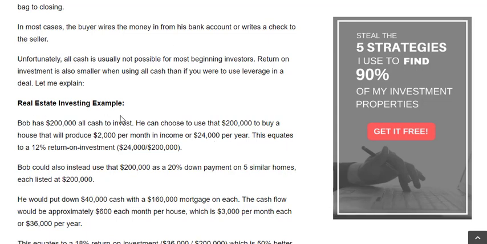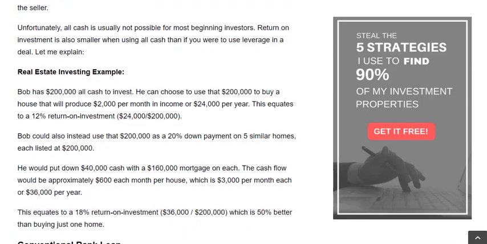All right, so we've given a little example. If you had $200,000 all cash to invest, you could use that money to go and buy just an all cash $200,000 property, or you could split it up and buy multiple properties. So we show you why people choose to break their money up and take on debt to get a higher return on investment.